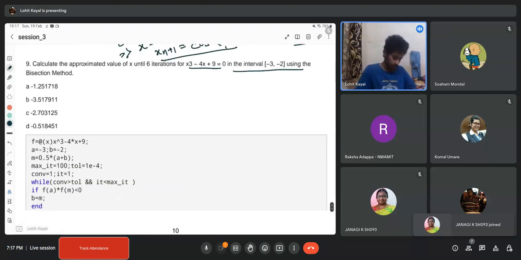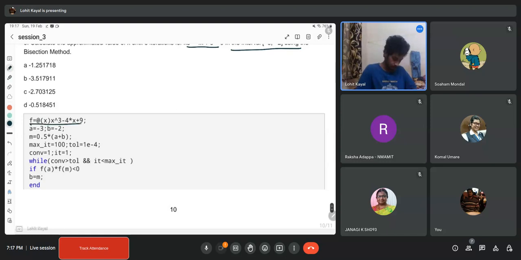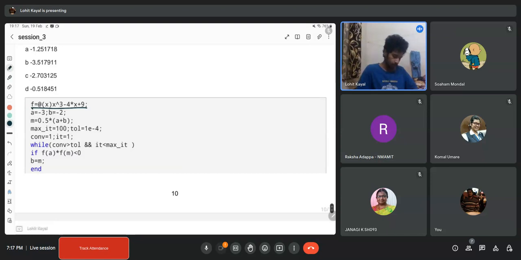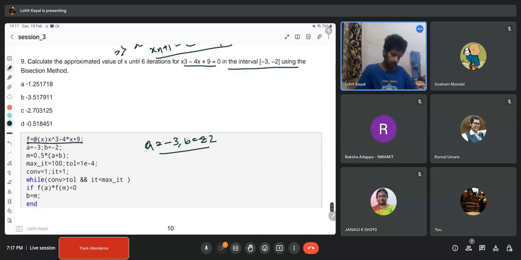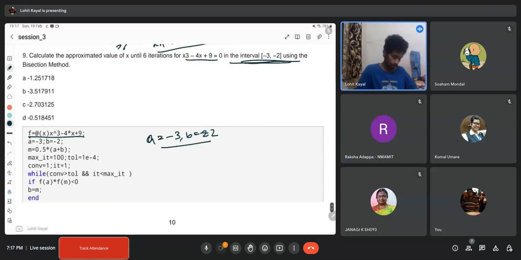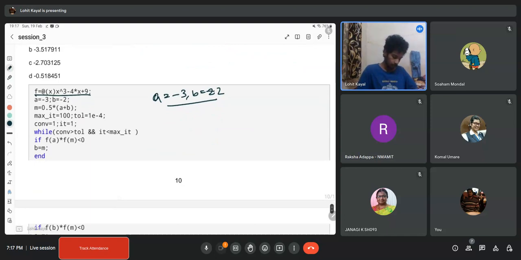So here this is your function, f(x) equal to x cube minus 4x plus 9. These two are your initial guess, a equal to -3, b equal to -2. These two are given in the question. So the first choice is obviously 0.5 into (a plus b).